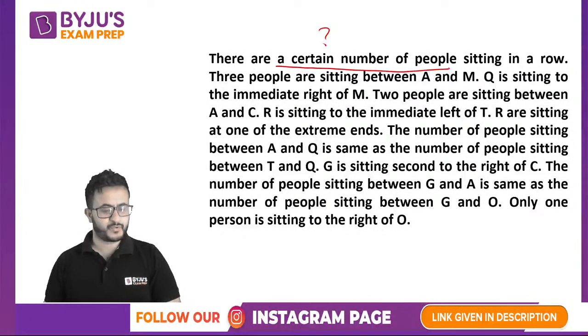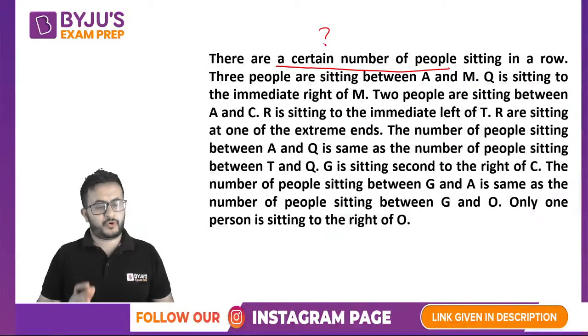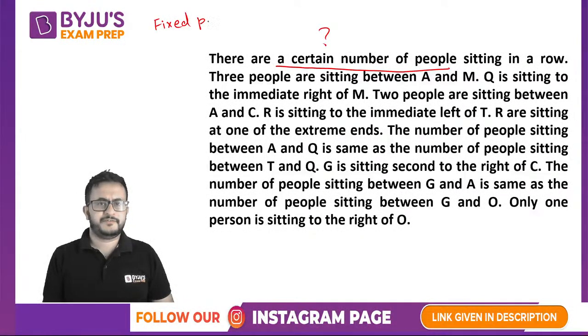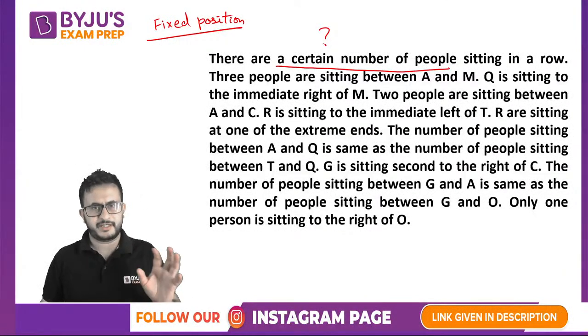Sixteen. Okay, 17. In any puzzle, be it you know the number of people or you do not know the number of people, find a statement that tells the fixed position. If you can find the fixed position of a person, that is something that you need to start with. Dhanashree is saying 19, Gaurav is saying 19.